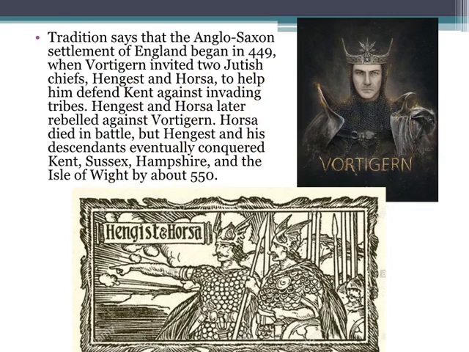Tradition says that the Anglo-Saxon settlement of England began in 449, when Vortigern invited 2 Jutish chiefs, Hengist and Horsa, to help him defend Kent against invading tribes. Hengist and Horsa later rebelled against Vortigern. Horsa died in battle, but Hengist and his descendants eventually conquered Kent, Sussex, Hampshire, and the Isle of Wight by about 550.